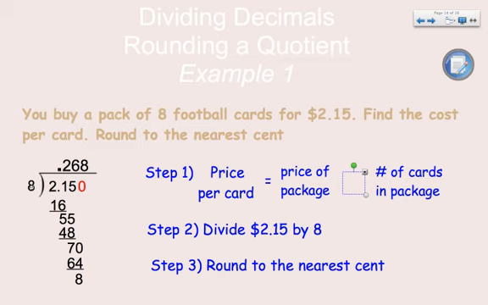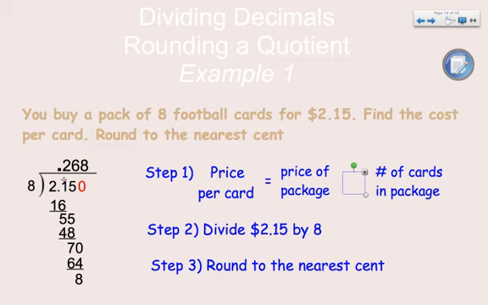So we put our 8 as the divisor, our 2.15 is the dividend, and when we divide, our answer is 0.268. Now remember, I only have to go out to the thousandths place because I'm going to be rounding to the hundredths to get the nearest cent. So in this case, I have 0.268. My final answer would be 27. I would round to the nearest cent. So we'd say the cost per card is 27 cents. We wouldn't say it is 26.8 cents. We would say 27 cents by rounding.